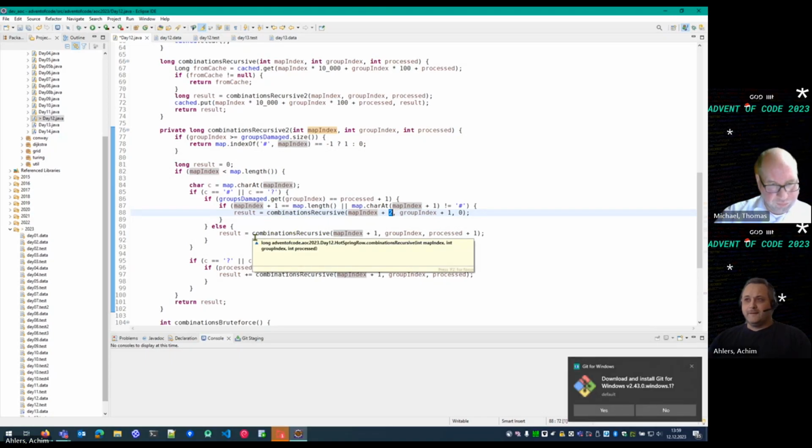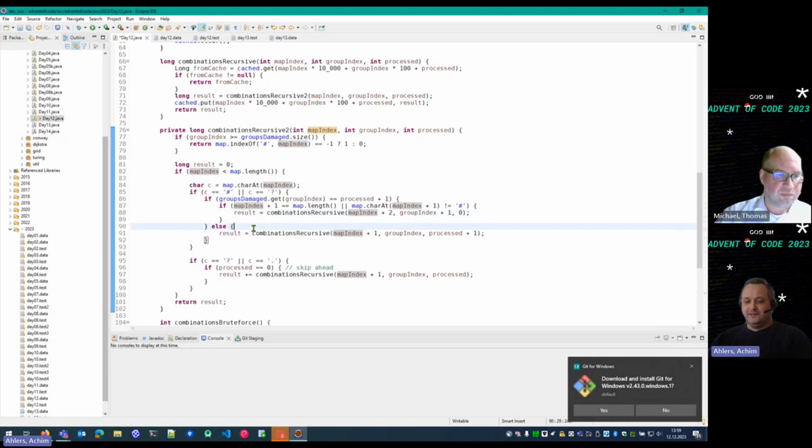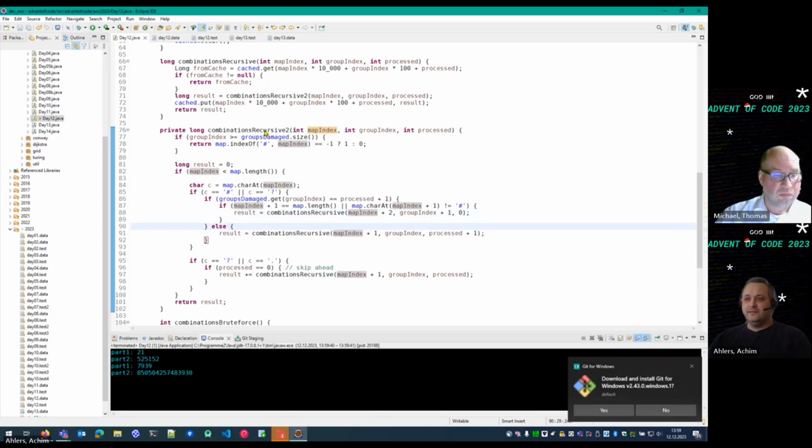Wow. How long does this code run on your machine? It runs fast. I will start it, and it's done. So something like a second.